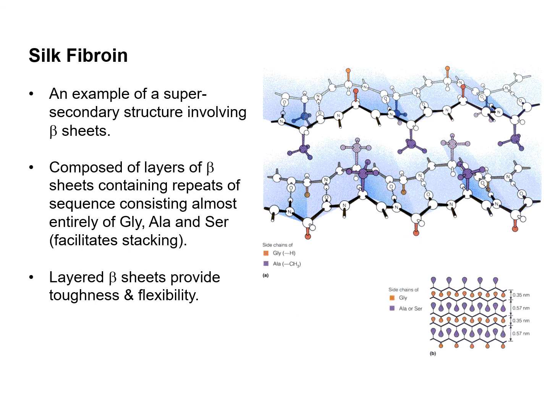And the last example is the silk fibroin, also an interesting example for supersecondary structure because beta sheets are involved there instead of alpha helix. So they're composed of multiple layers of beta sheets containing repeats of a sequence consisting almost entirely of glycine, alanine, and serine. And the interactions between them, especially between the layers of the beta sheets, facilitate the stacking. And layered beta sheets provide toughness and flexibility too.